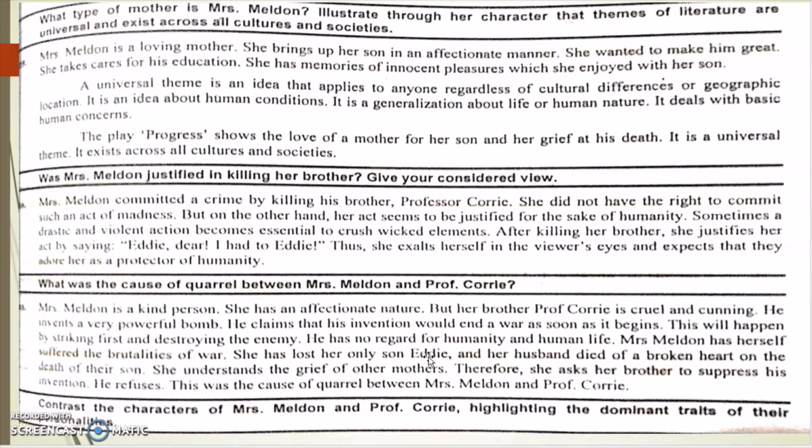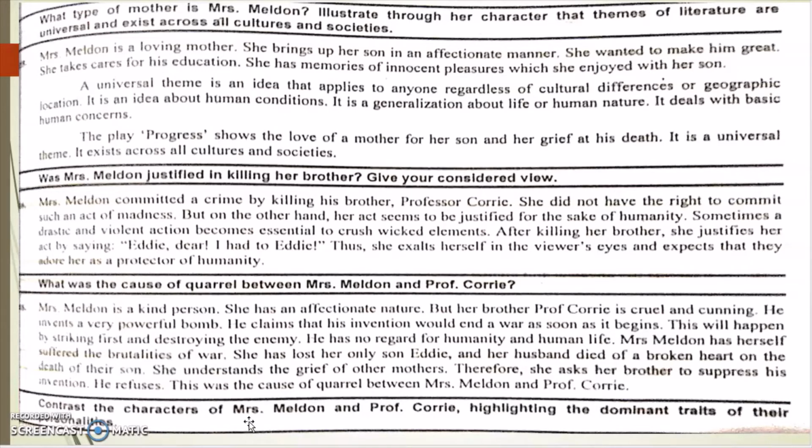So she knows how devastating that can be. And her husband also died because of a broken heart, because when he lost his son, he could not survive. She understands the grief of other mothers. Therefore, she asks her brother to suppress his invention. He refuses. This was the cause of the quarrel between Mrs. Melton and Professor Corey. It was not about money. It was not about any material thing, but it was about saving people.